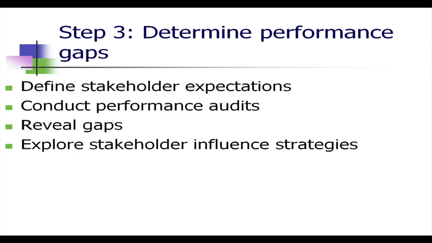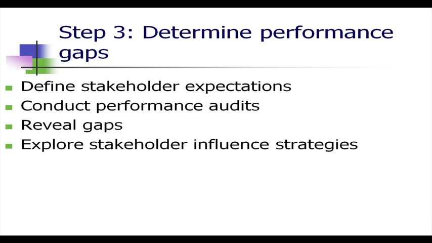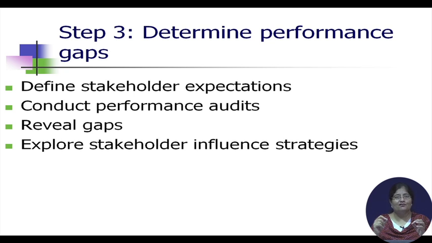Why is the stakeholder expecting something from us? What kinds of expectations are there? Are they legitimate? Are they urgent? Can not addressing them result in us as the corporation having to do certain things that we would not have done otherwise? Conduct performance audits of the way these stakeholders have been handled. Reveal gaps, explore stakeholder influence strategies. Try and find out how stakeholders can be influenced. Okay, and why.